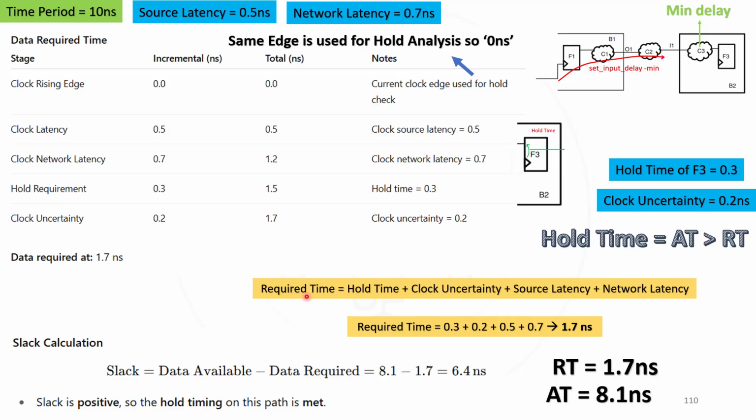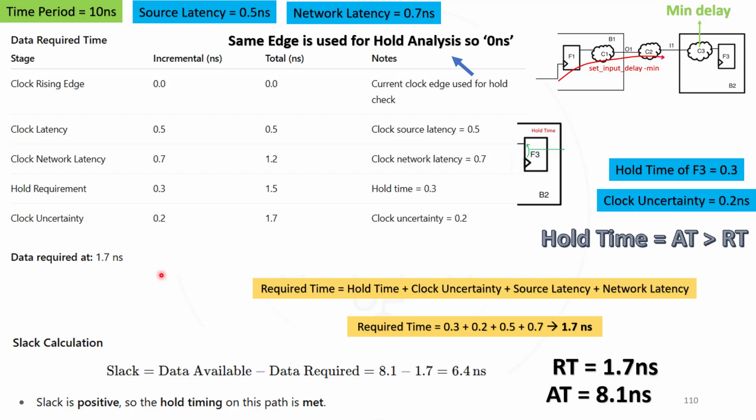So if you want to do it in terms of formula, required time is hold time plus clock uncertainty plus source latency plus network latency. We know this value 0.5 and 0.7, uncertainty is 0.2, and hold time from the .lib is 0.3. So add all this, you will get the answer as 1.7 nanosecond, which is nothing but data required time.